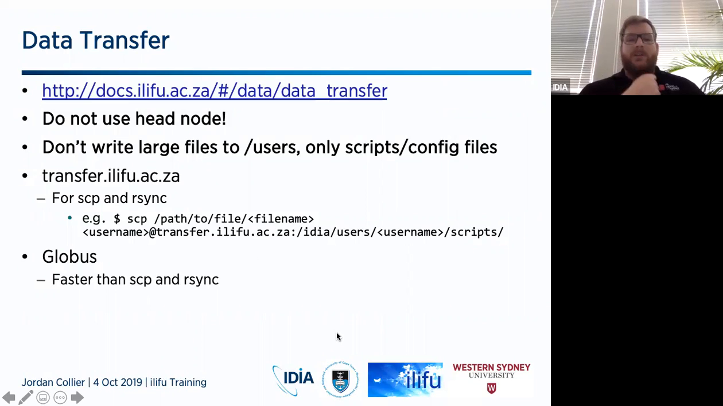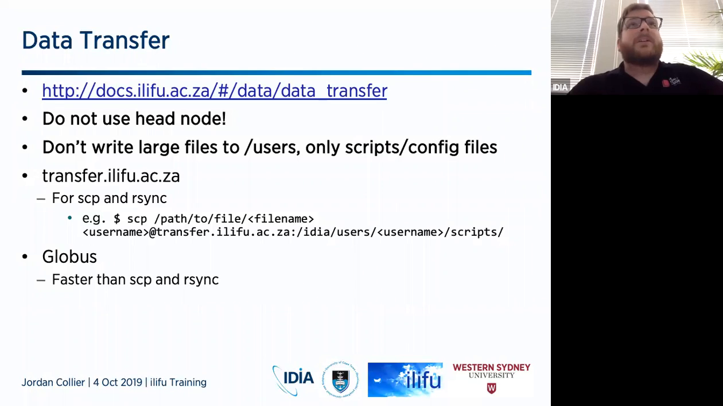So the first idea I want to mention is to please not use the head node. Jeremy already mentioned this, but we really do stress this, that you will congest the head node for everyone if you SCP there. And so that's why we've set up this transfer.ilifu.ac.za node. This is for you to run SCP and rsync. So for instance, in the syntax that I've listed here, you find some file that you want to transfer, and then you transfer to some directory, for instance, some scripts directory that you might have on ilifu.